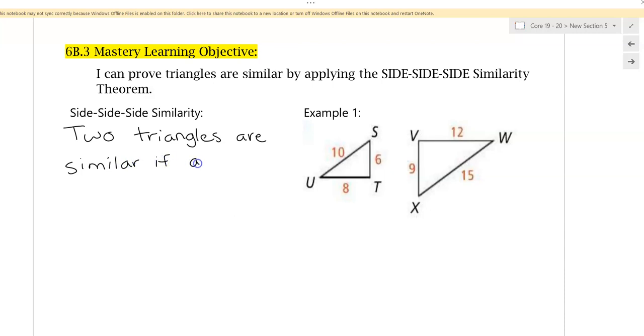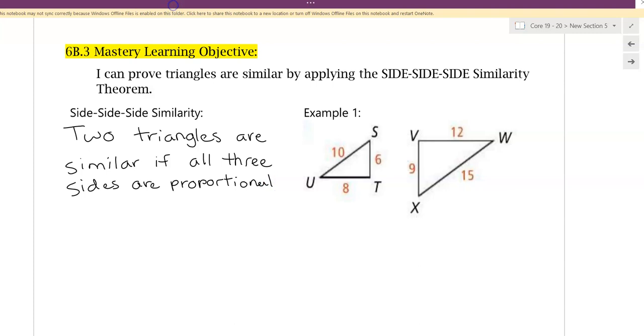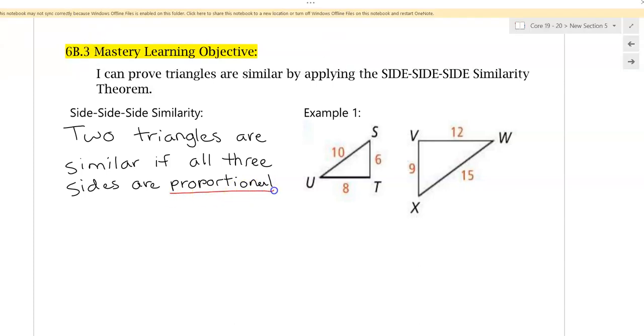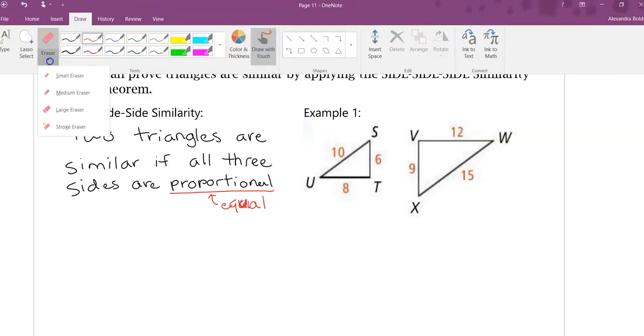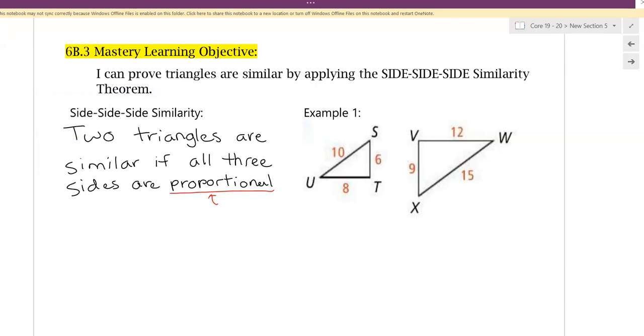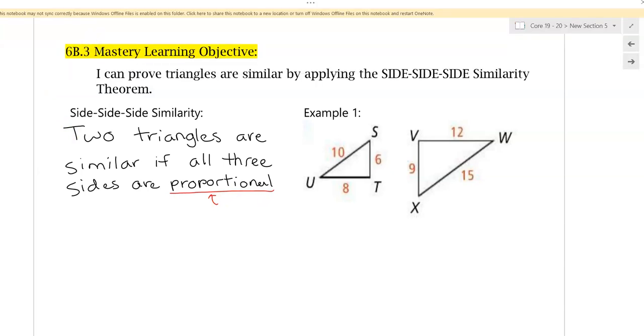If all 3 sides are proportional. So again, remember, proportional means equal fractions. Equal. I'm just going to rewrite that. Equal. There we go. Fractions.